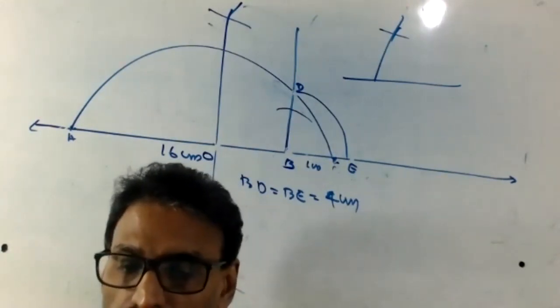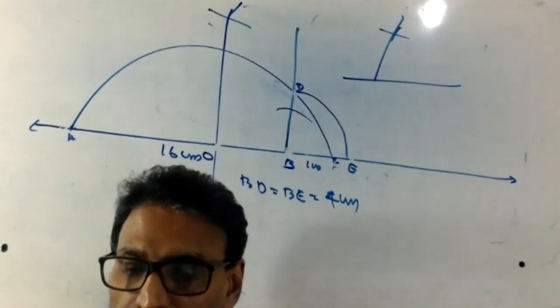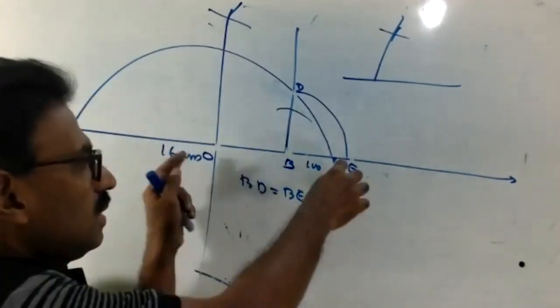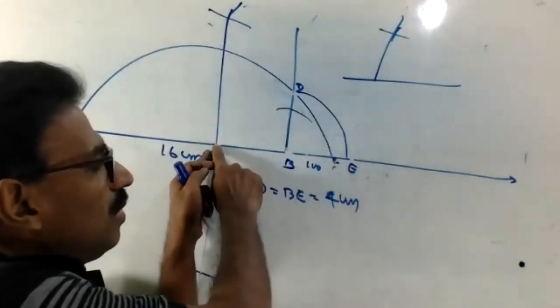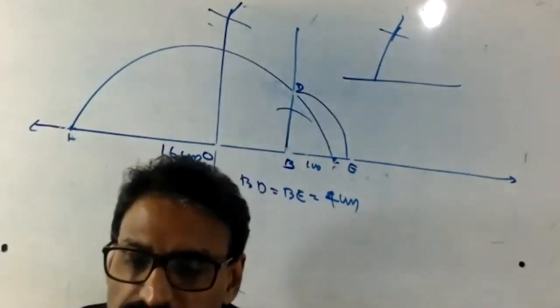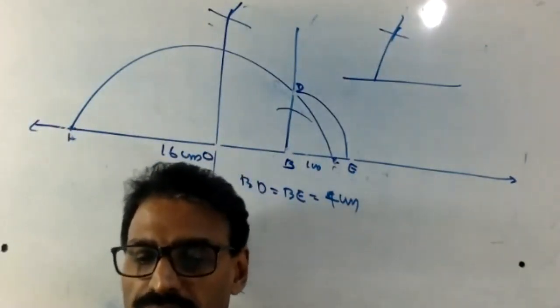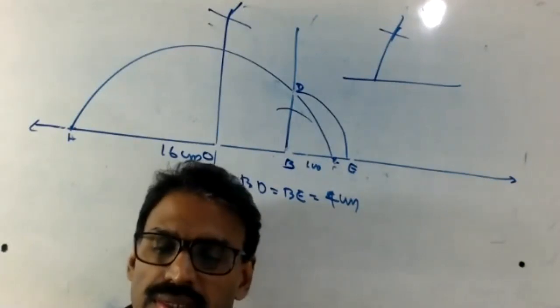Who told you this 8.5 centimeter? It is here, this length. OA is the radius. OA is the radius, it can be 8.5 because 8.5 plus 8.5 is 17. That's only.